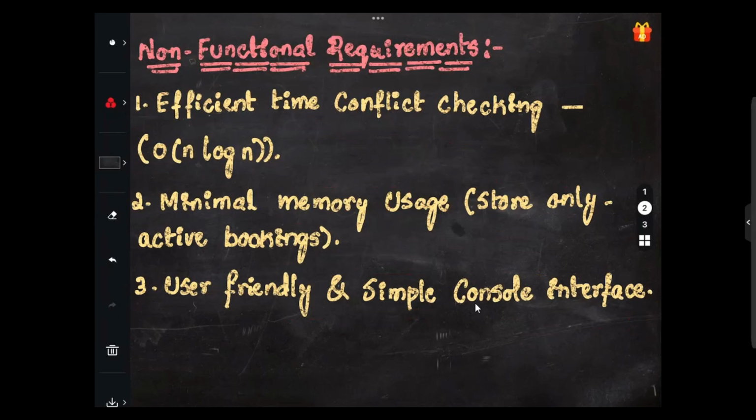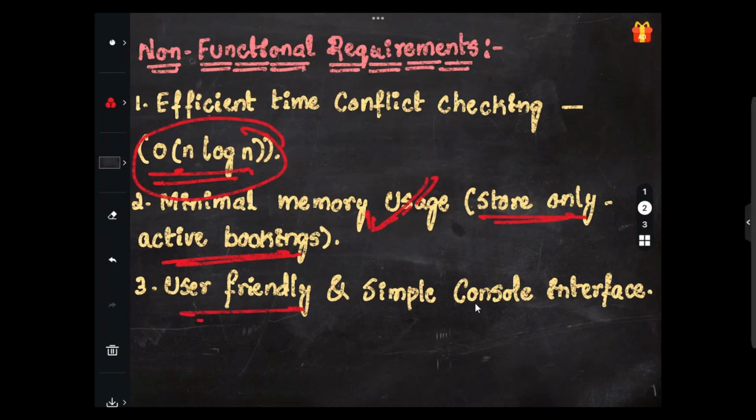The first one is efficient time conflict checking, clearly mentioned because of O(n log n). The second one is minimal memory usage, so we should store only active bookings.